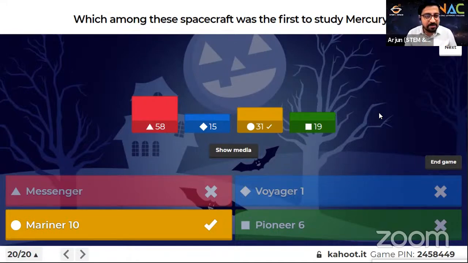You know why? Because till now, only two missions have been sent to Mercury. Those two missions are Mariner 10 and Messenger. Now the question says the first one, right? So the first one was Mariner 10, and Messenger was sent after Mariner 10. The reason only two spacecraft have been sent so far is this.